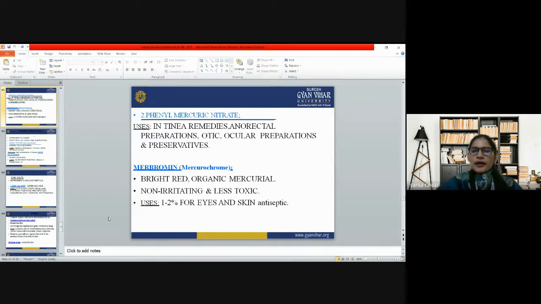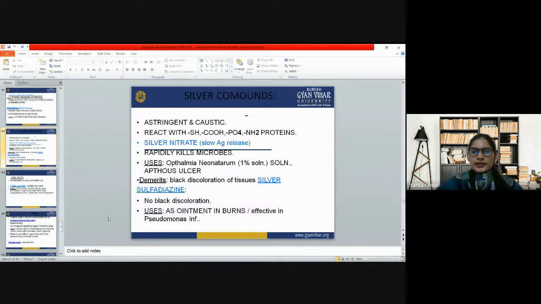Now, the next we have silver compounds. Silver compounds include silver salts. They react with chloride and PO4, and when we talk about silver nitrate, they have a slow Ag release, so they rapidly kill the microbes. The use is in ophthalmia neonatorum, then it is used in ulcers also.